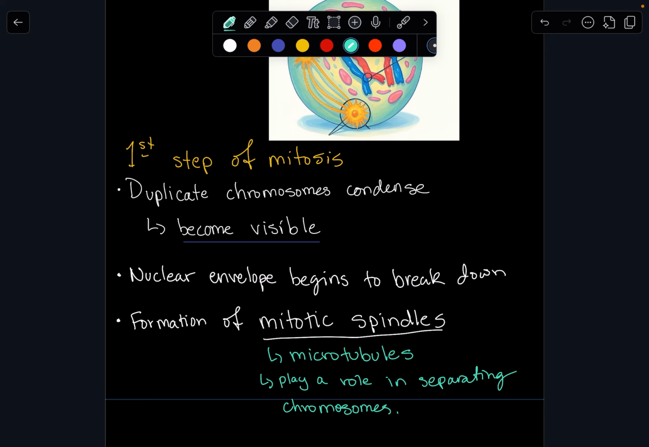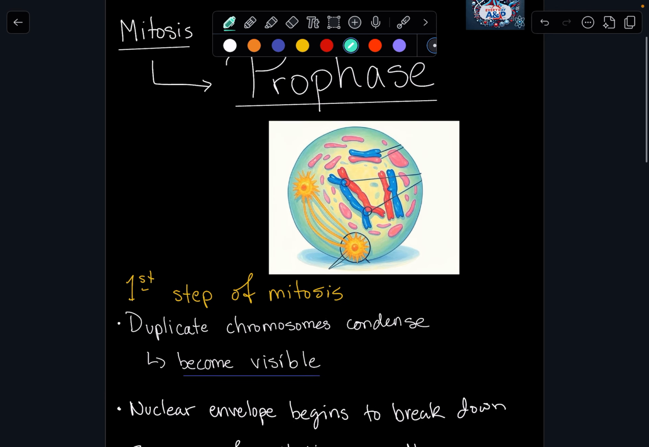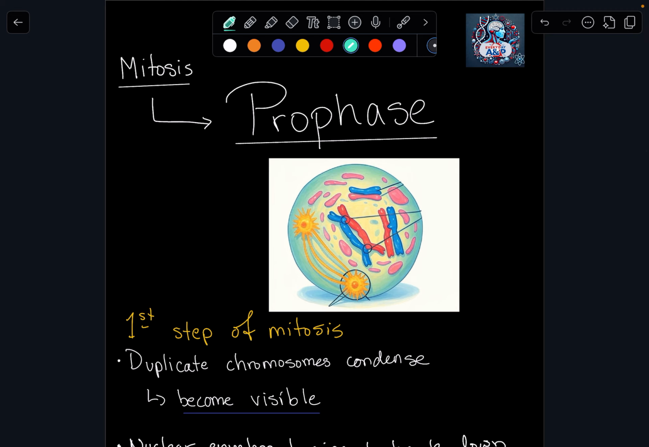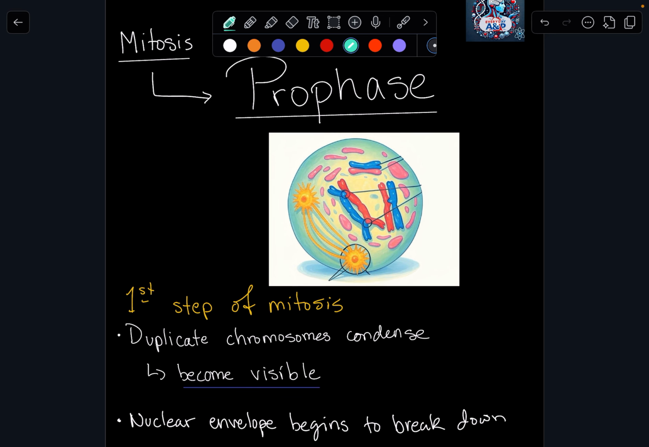So that is a little bit more in-depth information that we wanted to cover about prophase, where first and foremost, we know that it is the first step of mitosis. And in order to determine whether we are in prophase or not, we have duplicate chromosomes that condense and become visible. We have the breakdown of the nuclear envelope that allows us to see these different chromosomes, and that allows the chromosomes to then, at the end of mitosis, be sent to opposite ends of the cell.